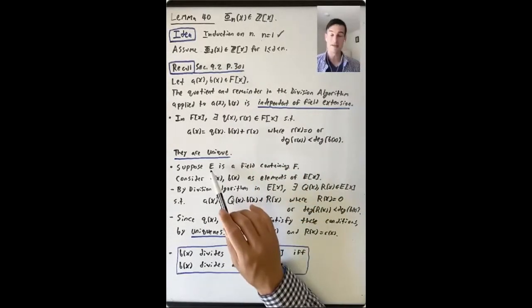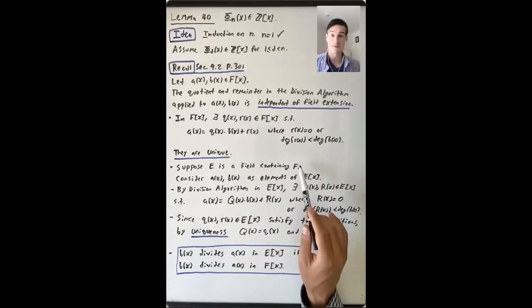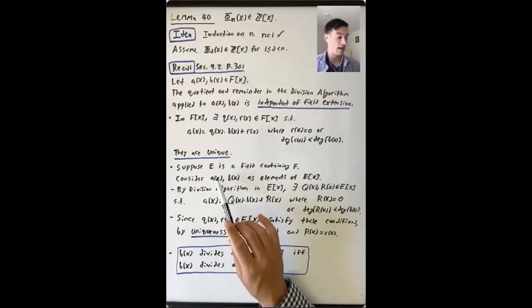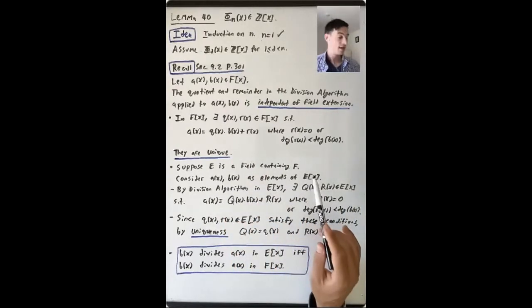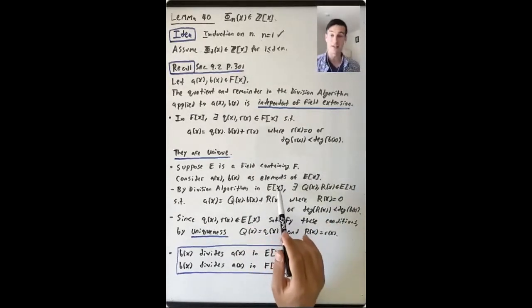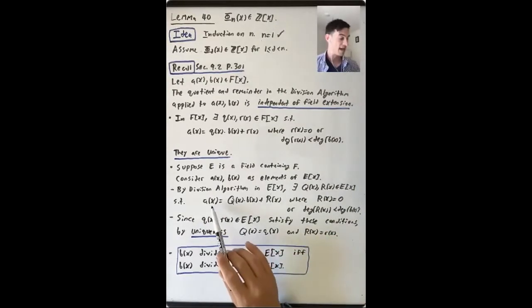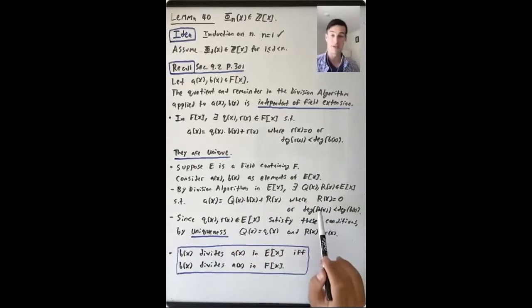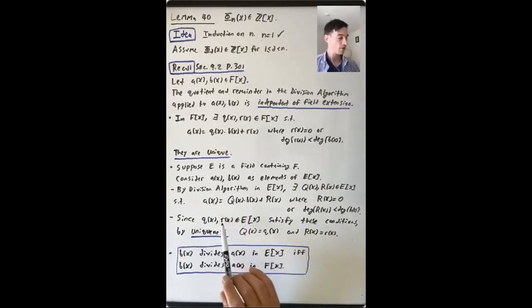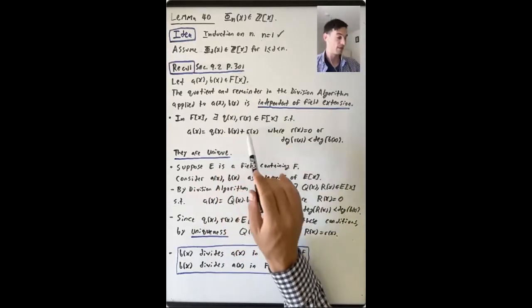So now suppose we're in this situation where E is a field containing F. We can take the polynomials a of x and b of x and think of them as elements now in E bracket x, this larger field bracket x. By the division algorithm in this field E bracket x, there exist capital Q and capital R elements in E bracket x such that a equals Q times b plus R, where R equals 0 or the degree of R is less than the degree of b. But these q and r that we got before, these polynomials in F bracket x, you can think of them as elements in E bracket x, and they satisfy this equation. Right? We have a equals q times b plus r.